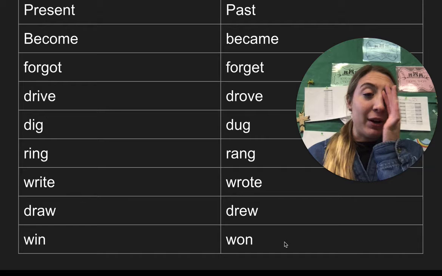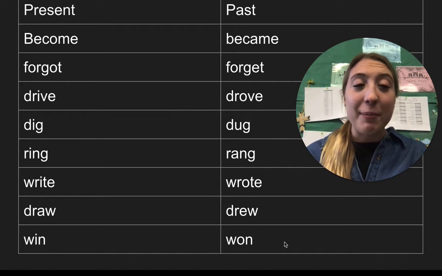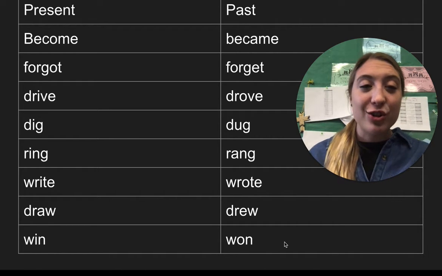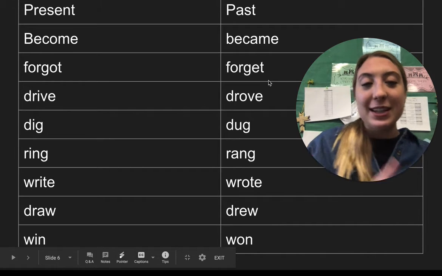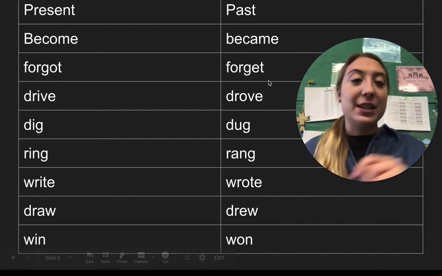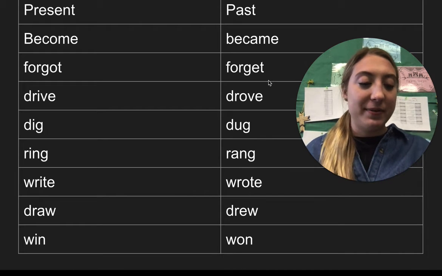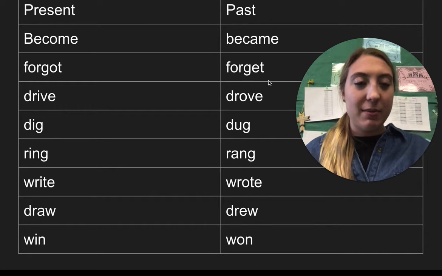All right, so remember, we are going to go over this again, but as you know, when we use a past tense verb in a sentence, it shows that it happened in the past. It means it's already been done. So let's do some examples.